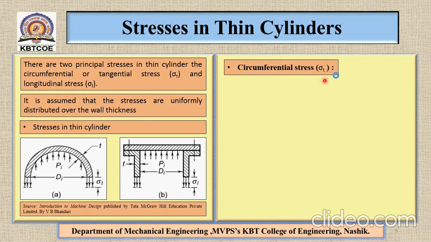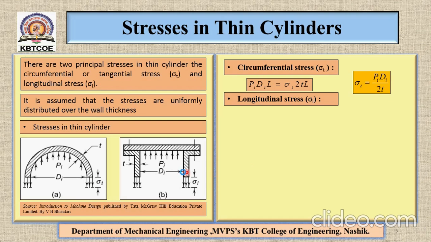Now next, the circumferential stress. Now consider the equilibrium of the vertical forces which are acting on the half portion of the cylinder. Circumferential stress sigma T is given by Pi into Di into L equal to sigma T into 2T into L. Now this Pi is acting on this area Di into L. So at the equilibrium of the forces, this force is equal to this induced force, that is sigma T into 2T into L. So sigma T is equal to Pi Di upon 2T.